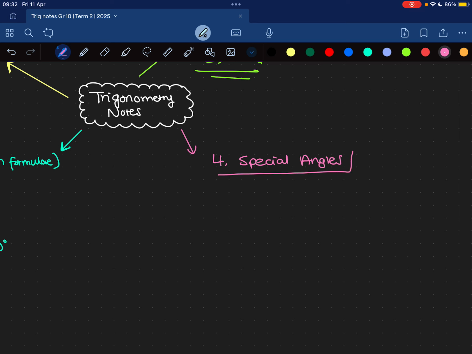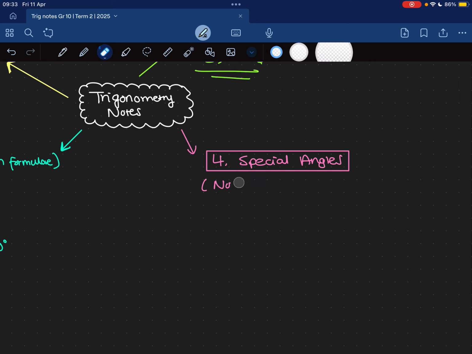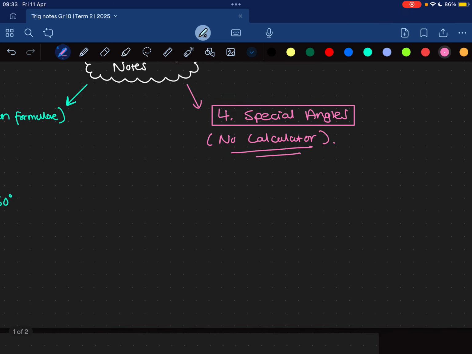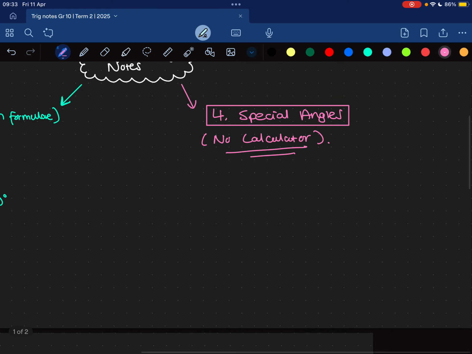So the most important thing about special angles, besides knowing exactly what they are, is obviously that you need to learn them off by heart, because you are not allowed to use a calculator. That's very important to note: if you use a calculator, you'll lose the marks allocated to finding special angles. So you have to make sure that you learn all the triangles in the Cartesian planes in order to do this.